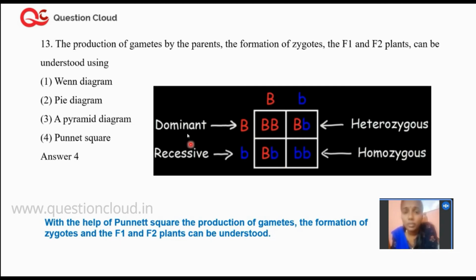So when you represent the probability of distribution of offspring in genetics, we make a representation, and that representation is called the Punnett Square. Okay, Punnett Square is also called a checker box. This is a commonly used representation by geneticists to understand how the characters are getting distributed.